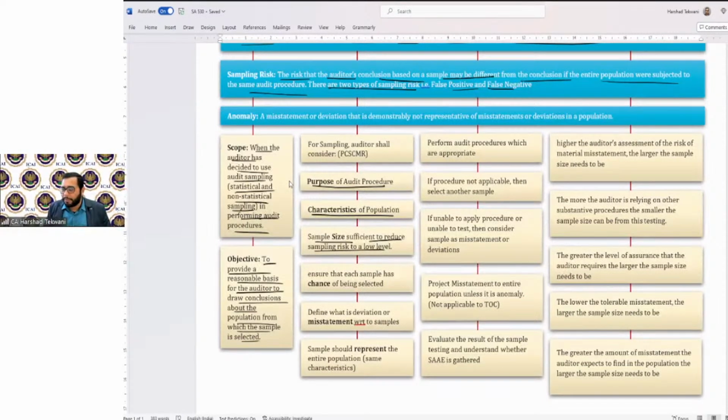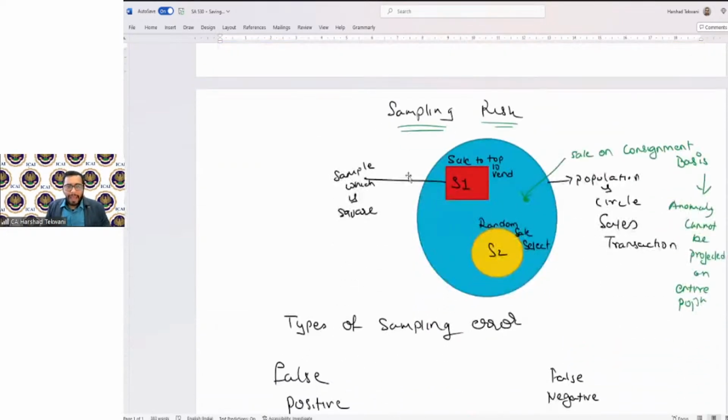That will help you to understand what you need to take care of. You need to ensure that each sample has a chance of being selected, the chance of selection, basically. Then you need to consider what is a deviation or misstatement with respect to the sample. Very important part. Most people miss this particular point. Let's say, for example, I have selected a sample out of this circle. I need to decide what the deviation is, first of all.